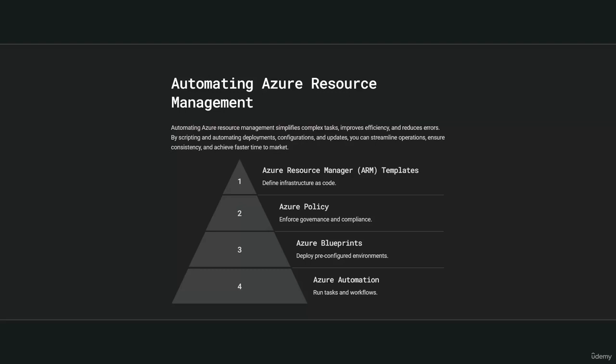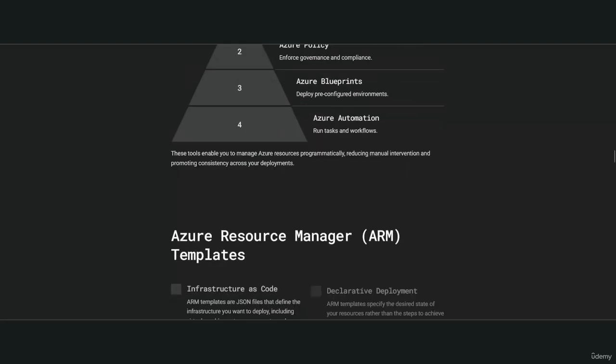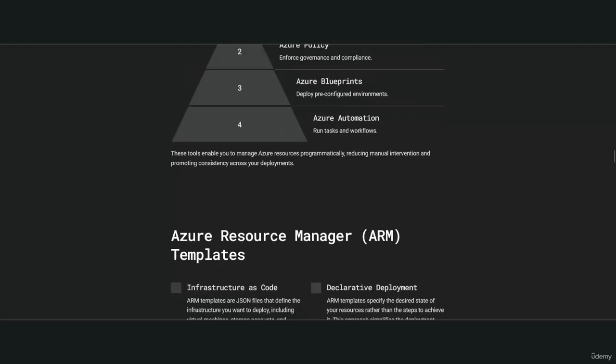1. Azure Resource Manager, ARM, templates. Define infrastructure as code. 2. Azure Policy. Enforce governance and compliance. 3. Azure Blueprints. Deploy pre-configured environments. 4. Azure Automation. Run tasks and workflows. These tools enable you to manage Azure resources programmatically, reducing manual intervention and promoting consistency across your deployments.